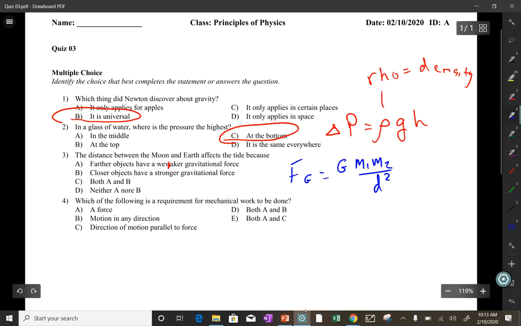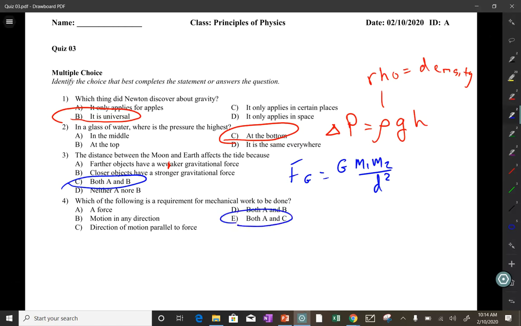Okay, so final question. Which of the following is a requirement for mechanical work to be done? Let's just go one by one. Does it have to have a force? Yes. Does it have to have motion? Yes. What direction does that motion have to be? Parallel. So any direction doesn't work. It has to be parallel, so the answer was E, both A and C. Okay. I'm glad to see you feeling some success.